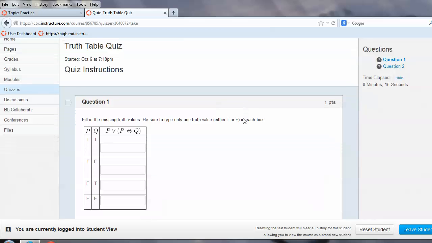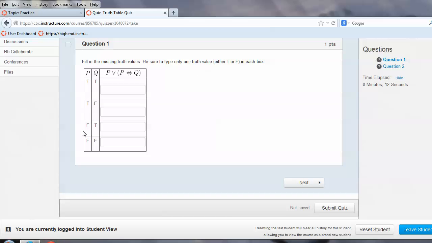The truth table questions on your quiz this week are all of this type. They're all like this first question that we're going to do. It says to fill in the missing truth values and to be sure to type only one truth value, either true or false, in each box. The reason for that is that these are basically fill in the blank questions, and Canvas is only smart enough to recognize a specific thing that I tell it to recognize. So all it's looking for is either a T or an F for true or false in each of these boxes. If you try to line up truth values with each part of the formula in these boxes, then Canvas is going to say that your answer is wrong.